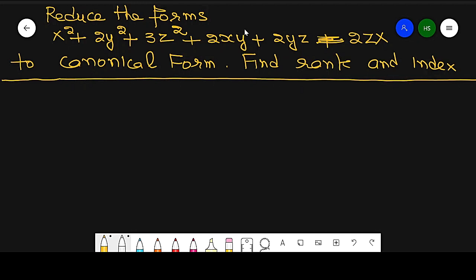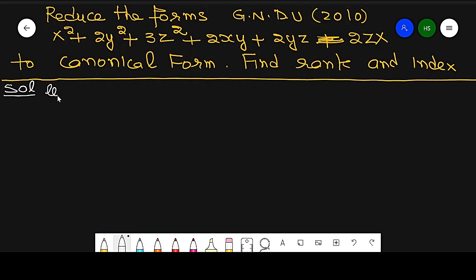This question was asked in Guru Nanak Dev University, GNDU, in 2010. So this is a very important type. Just understand this type. We already did in the previous lecture how we can reduce it to canonical form. Now first, this is our quadratic form.